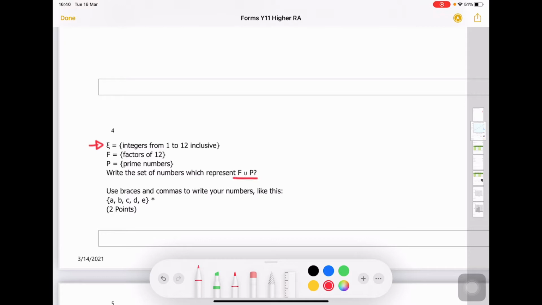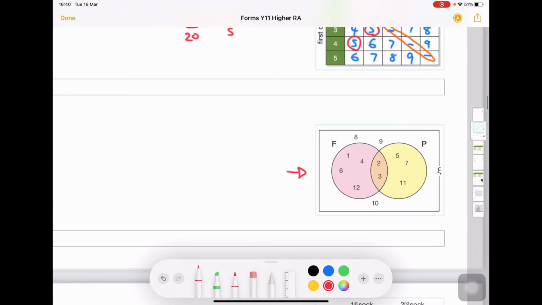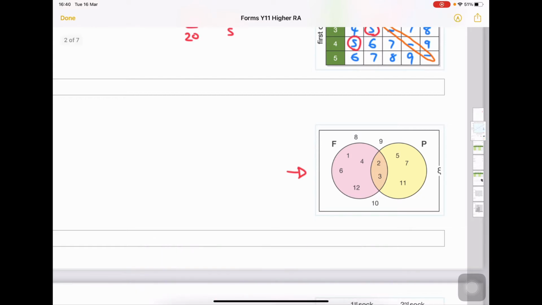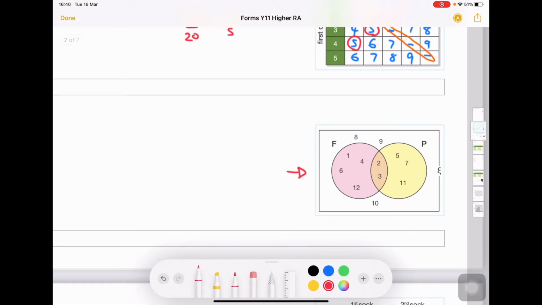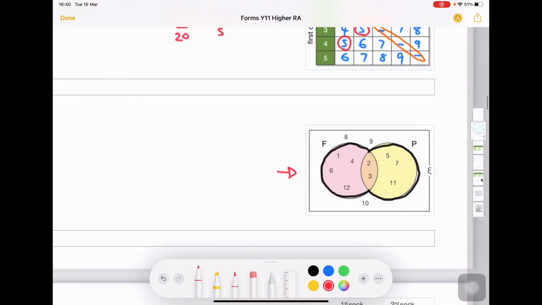F or P. It says use braces and commas to write your numbers like this, so this is set notation. Let's just circle it. So F or P, it's either in here or in here. Use braces and commas to write your numbers.